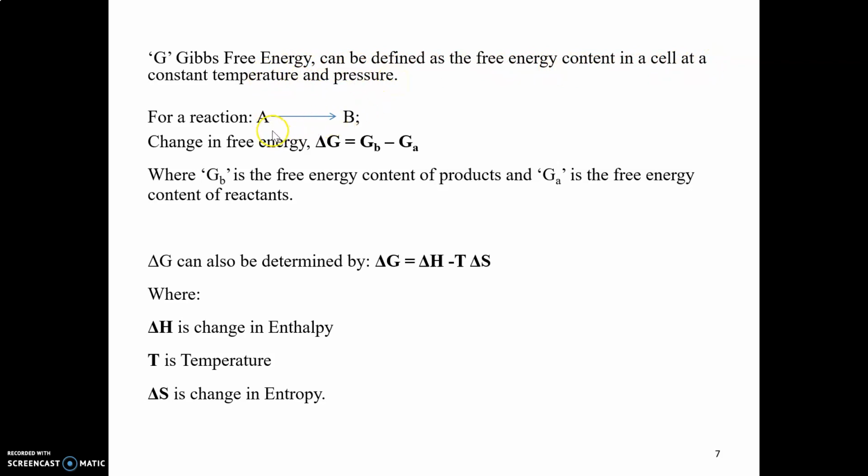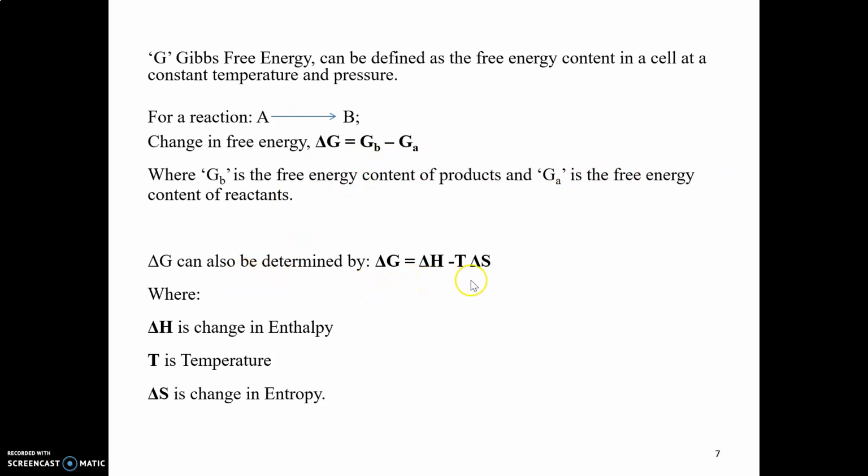See, for a reaction A giving rise to B, this delta G, whenever delta comes, you have to use the word change. That is, change in free energy is free energy of the product minus free energy of the reactant. Okay, where Gb is the free energy content of the product and Ga is the free energy content of the reactant. See, delta G can also be determined by another equation.